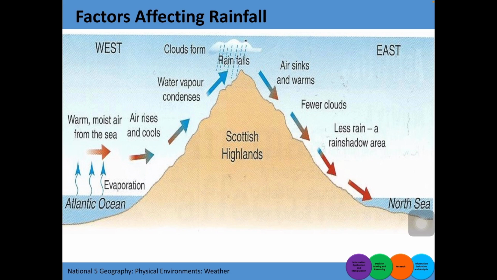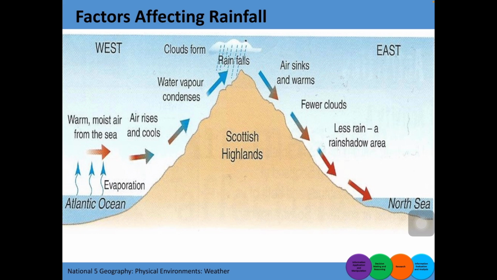And we know that when the warm, moist air is forced upwards, the air is going to cool down, because as you go up into the atmosphere, it is going to get colder. Now, when your warm, moist air is cooled, it's going to condense and form clouds, which is why when we look at this diagram, we can see rain clouds at the top of the mountain. This is also why on the western coast of Scotland, we have more rain.